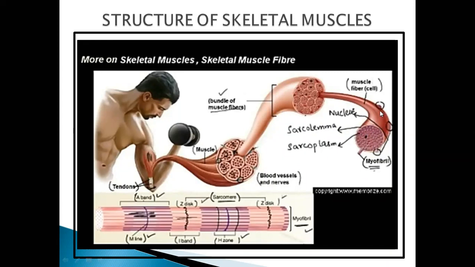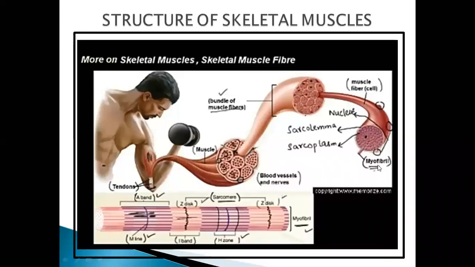This is the structure of actually a myofibril, because muscle fibers are made up of myofibrils. So you can see inside it is having the sarcoplasm, the cytoplasm, fine, the nucleus, and this is the outermost membrane which is known as the sarcolemma.